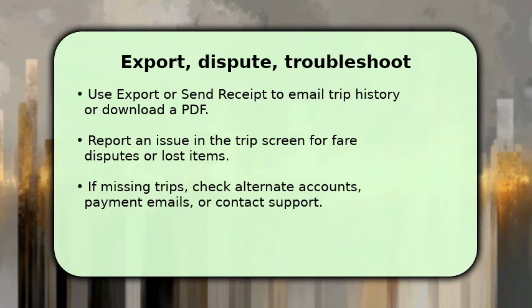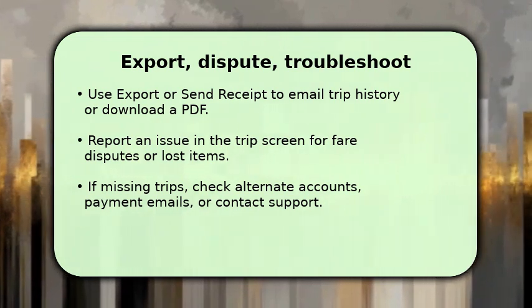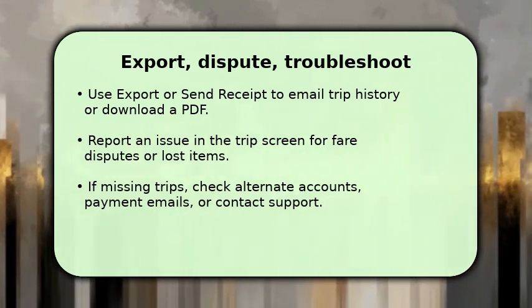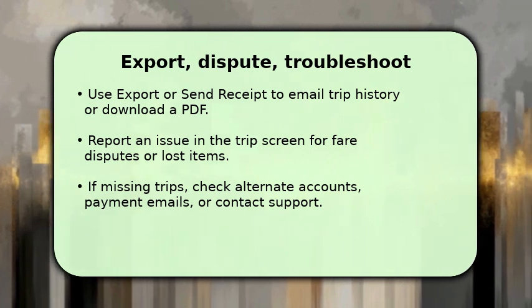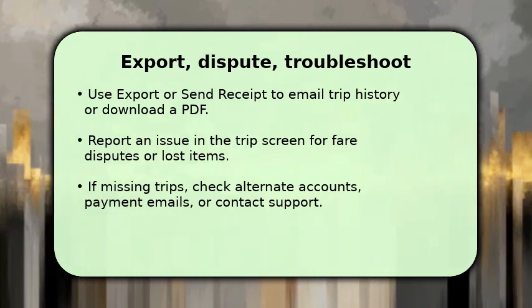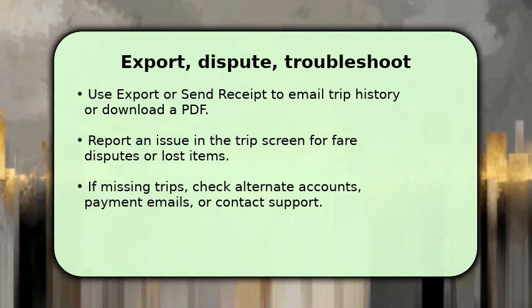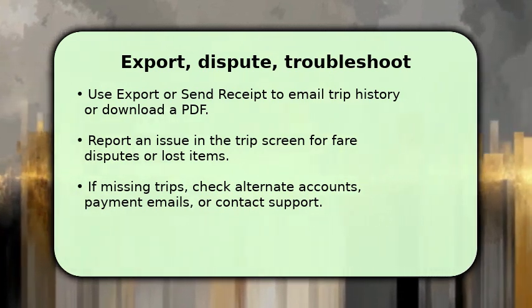If a fare looks wrong or you left something, tap Report an issue on that trip to start a dispute or lost item claim. If trips are missing, make sure you're on the correct account, verify payment emails, and contact Uber support directly if data still isn't visible.